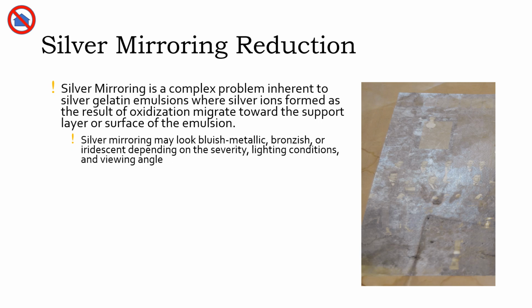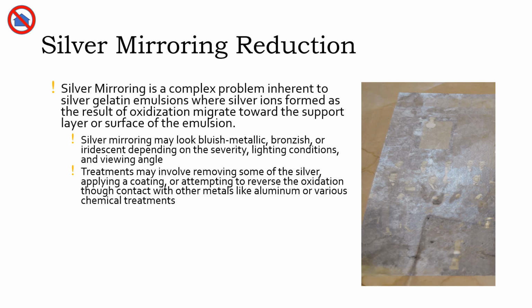This change in the way silver is distributed in the image layer creates areas that may look bluish metallic, bronzish, or iridescent, depending on the severity, lighting conditions, and viewing angle. It may develop only around the edges of the photograph, only in particularly dark areas of the image, or be present throughout. Causes include exposure to high humidity, acidic materials, and oxidizing agents like oxygen, sulfuric acid, and compounds containing chlorine or other halogens.